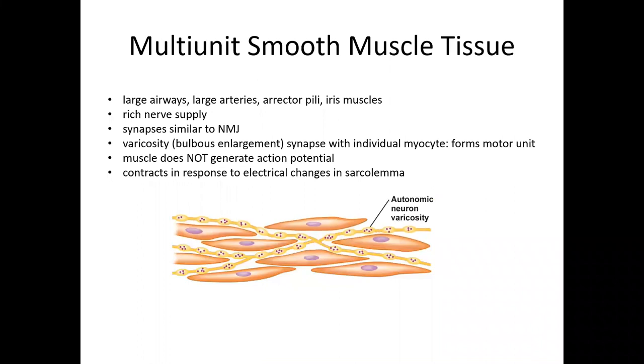So now in contrast to that, we have multi-unit smooth muscle tissue. And this is found in some very discrete areas, which you know already, such as the erector pili muscles. It's also found in our larger arteries, think your aorta, your pulmonary artery, our larger airways, think your trachea, the first couple of branches off of there, and in the muscles in your iris. So the iris is the muscles that surround your pupil, the dark spot in your eye, and it makes the pupil enlarge and get smaller.